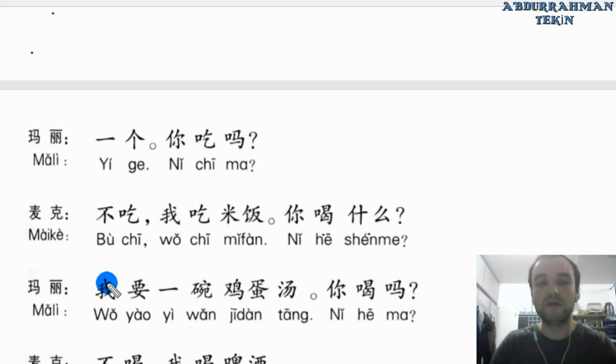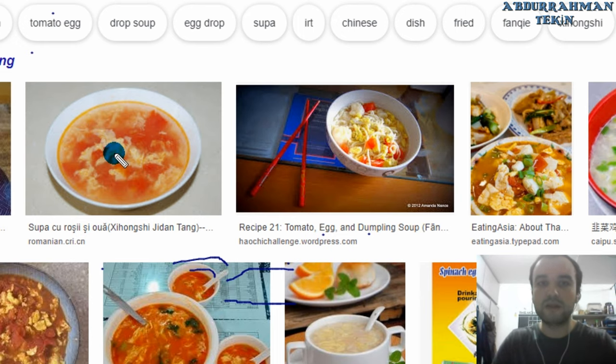我要一碗鸡蛋汤. 我 means I. 要, want. 一碗. 碗 means bowl. 鸡蛋, chicken egg, egg. 汤 means soup. 我要一碗鸡蛋汤. I want a bowl of egg soup. Maybe you can't imagine this. I will show it to you now. Jidantang is something like this. There is an egg and it's like a soup.